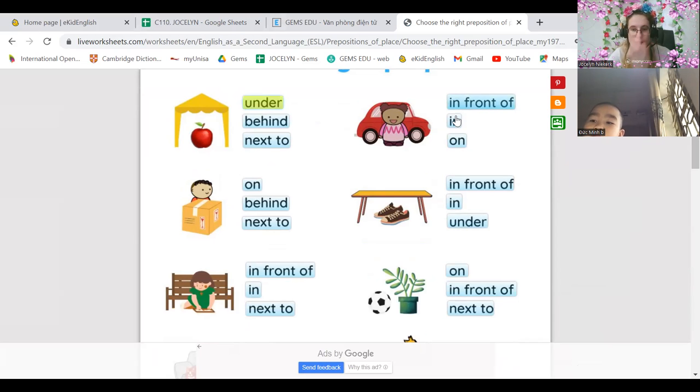Is the girl in front of, in, or on the car? In front of. Is the boy on, behind, or next to the box? Behind the box. Good. Next, where are the shoes? The shoes are under the table. Good work.